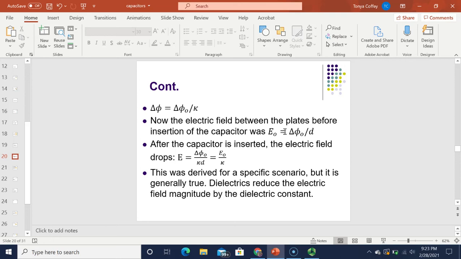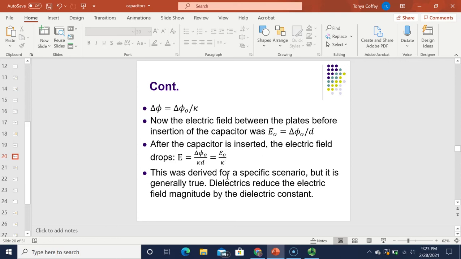All right, now, the electric field in between the plates before the dielectric was inserted would be, right, E naught. And E naught would be our voltage, delta phi naught, divided by the distance in between our capacitor plates, D. All right? Now, after the dielectric is inserted, our voltage drops by a factor of kappa. What that means is that our electric field must also drop by a factor of kappa. Our new electric field, E, would be delta phi naught over kappa D, right? And that's going to be our original electric field, E naught over kappa.